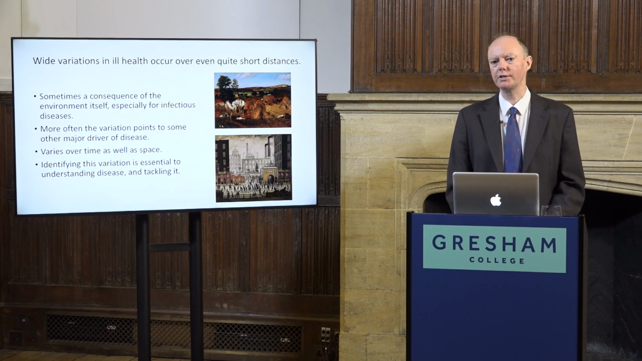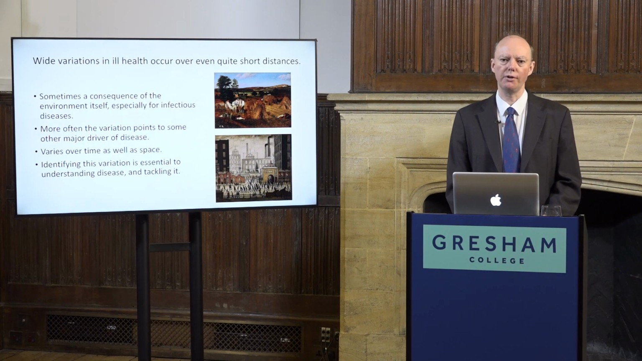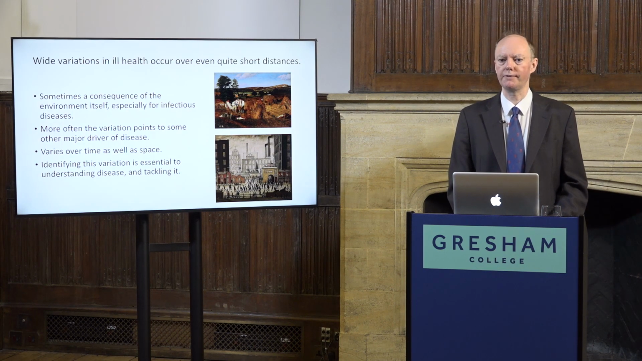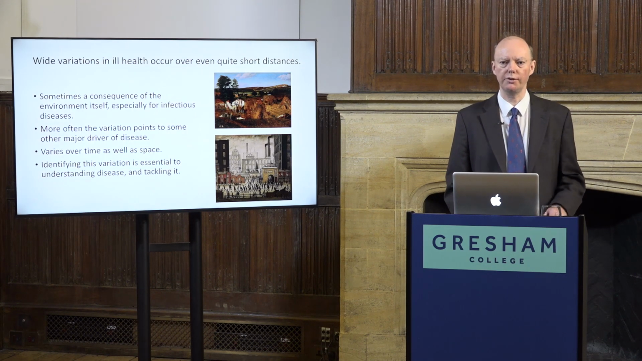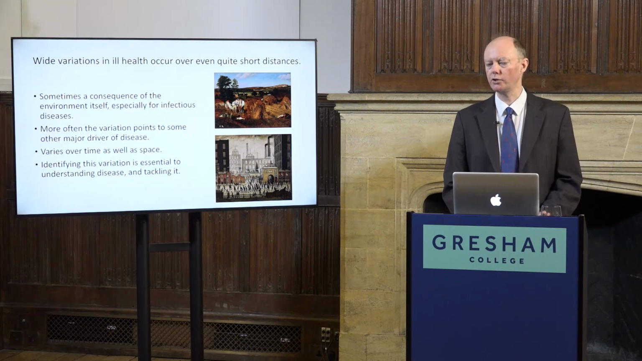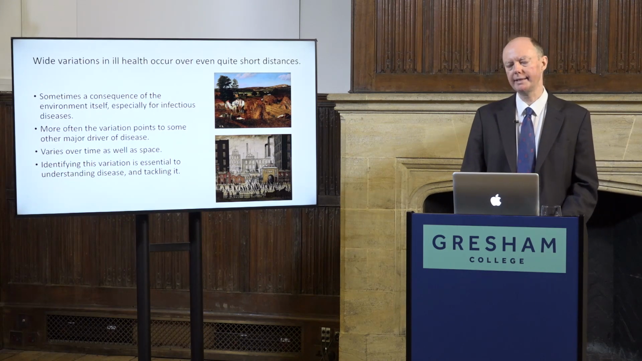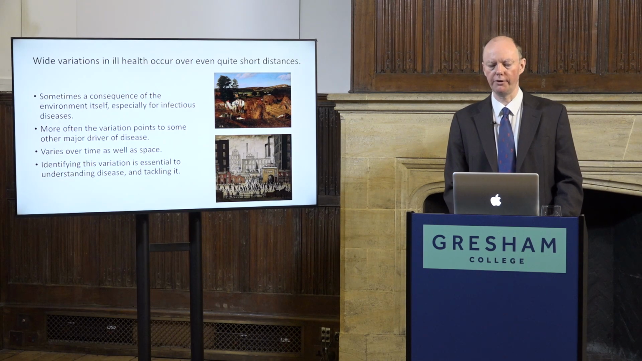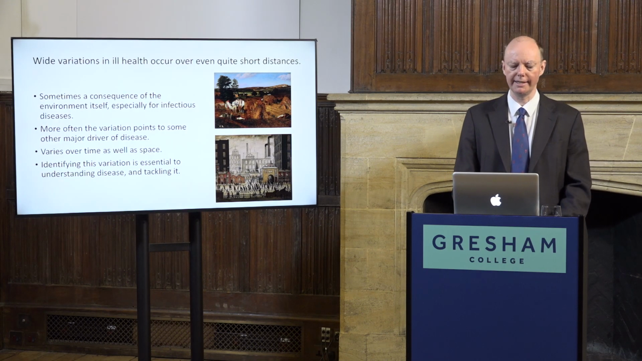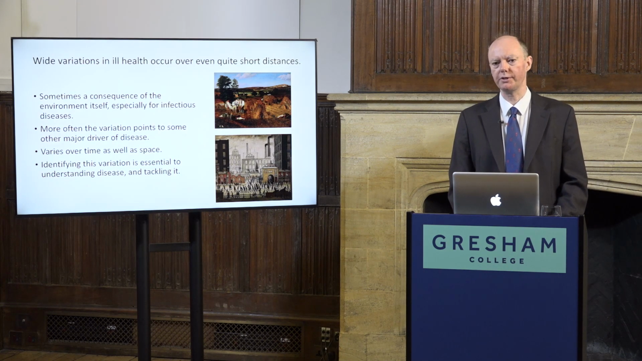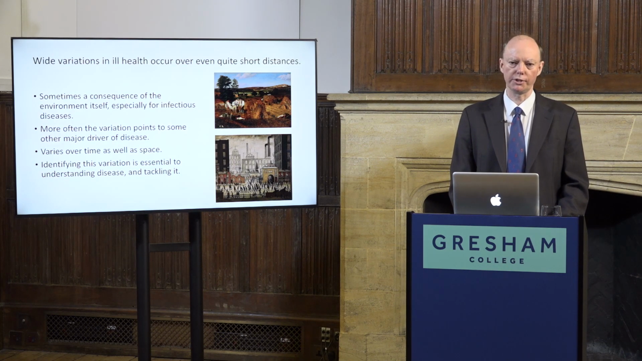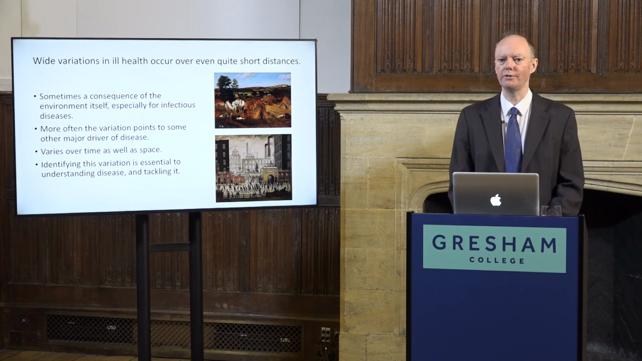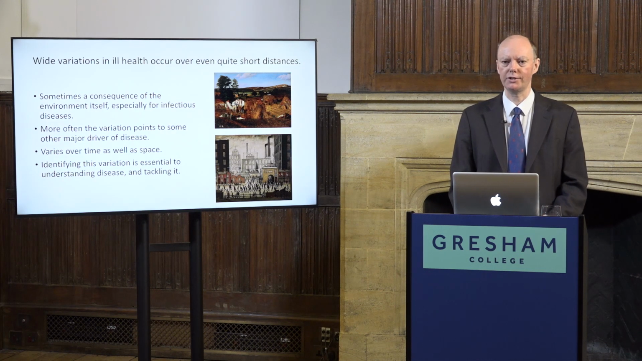It can vary over time as well as space. So the fact that an area has got significant ill health now does not necessarily mean it'll have significant ill health in the future, and the same is true the other way around. Ill health can move around, and we need to track it. And identifying this variation, whether it's in a rural or an urban setting, is essential both to understanding disease, but also in knowing where we should go to try and prevent disease and to cure it.